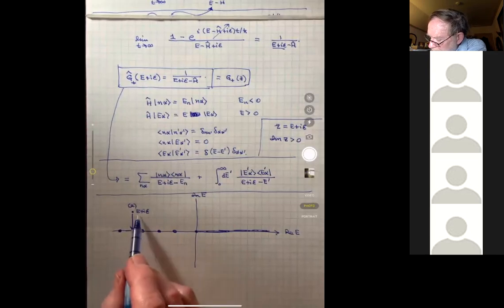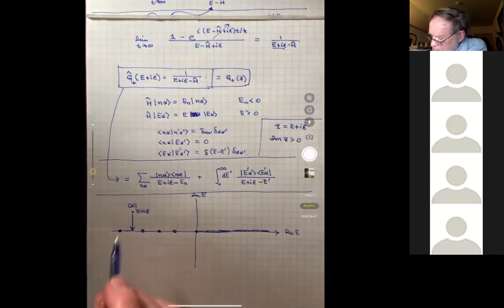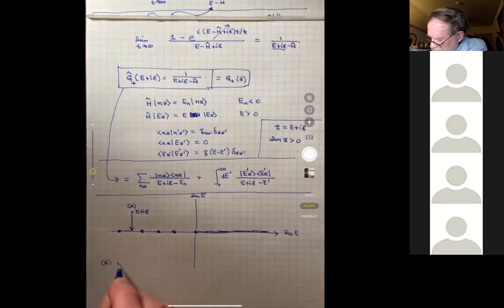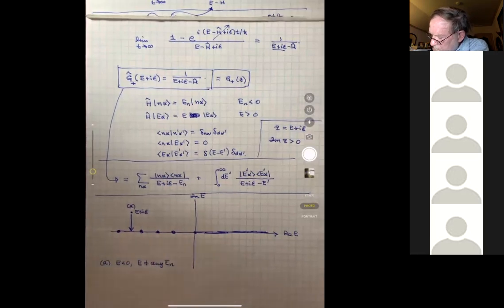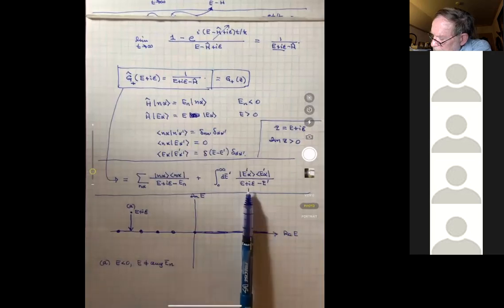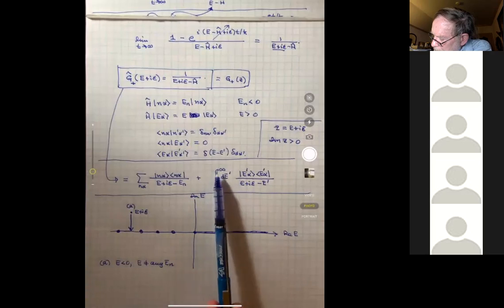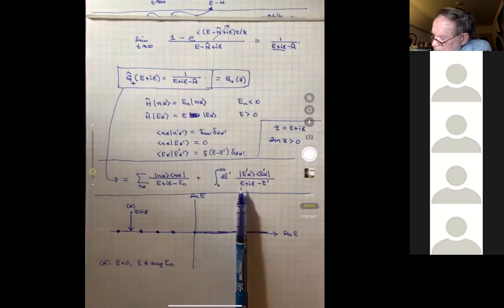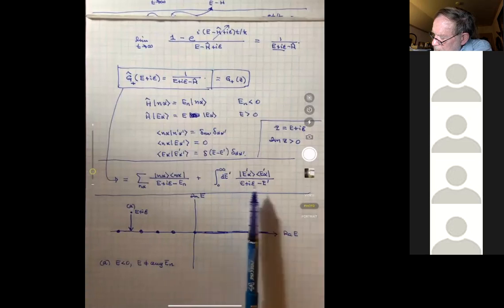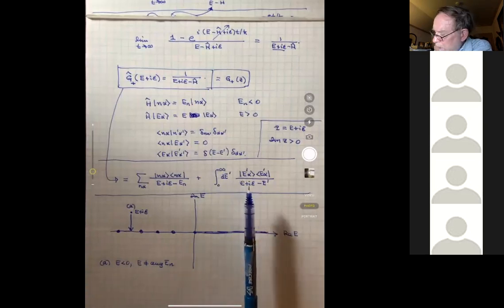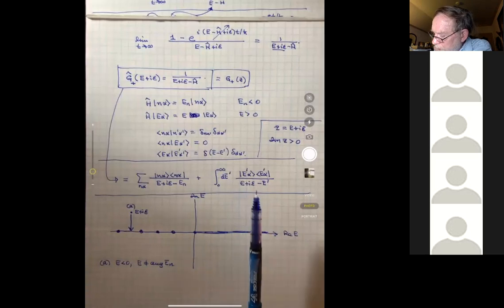This E here that I'm speaking of, this energy parameter, its real part E is negative. In case A, the real part of E is negative, like this, and E is not equal to any eigenvalue E_n. That's case A. Well, now look at this. Let's look at first of all the integral here over positive energies. The E prime is just positive energies, but the E is negative. And so the denominator E minus E prime never goes to zero. You can just let epsilon go to zero and it doesn't change that. So this integral here is actually well defined. There's no problem with doing this integral.